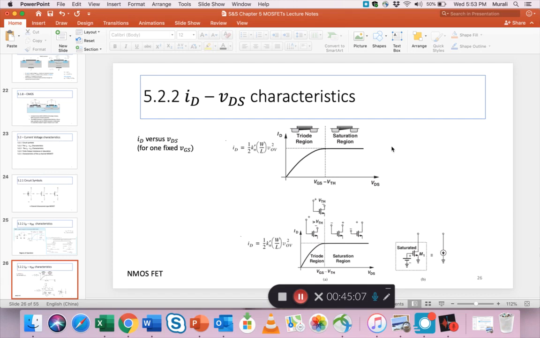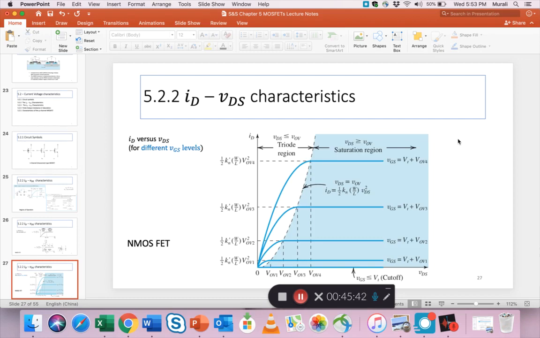Okay. So we look at something called the ID versus VDS characteristic. Really, there's nothing new here because we have covered most of this already in the previous sections, so I can skip this quickly. This is for one fixed gate to source. So you fix gate to source voltage VGS, and then you vary VDS first up to the over voltage limit, and then you go past the over voltage and you come into saturation.